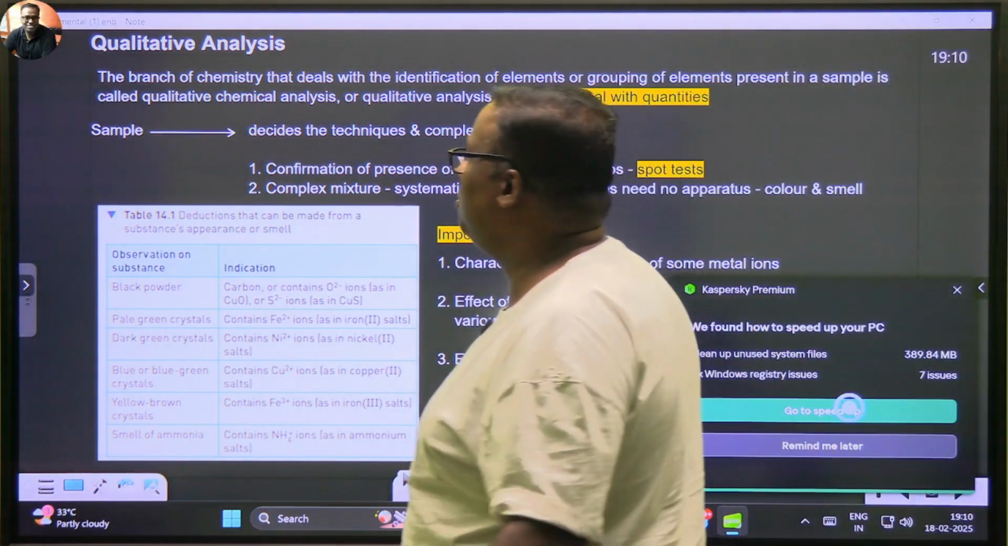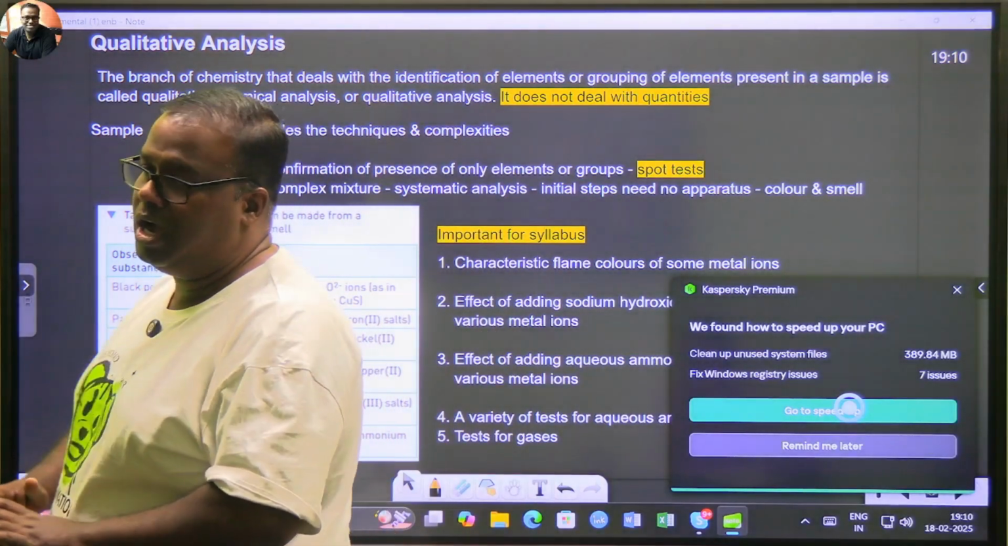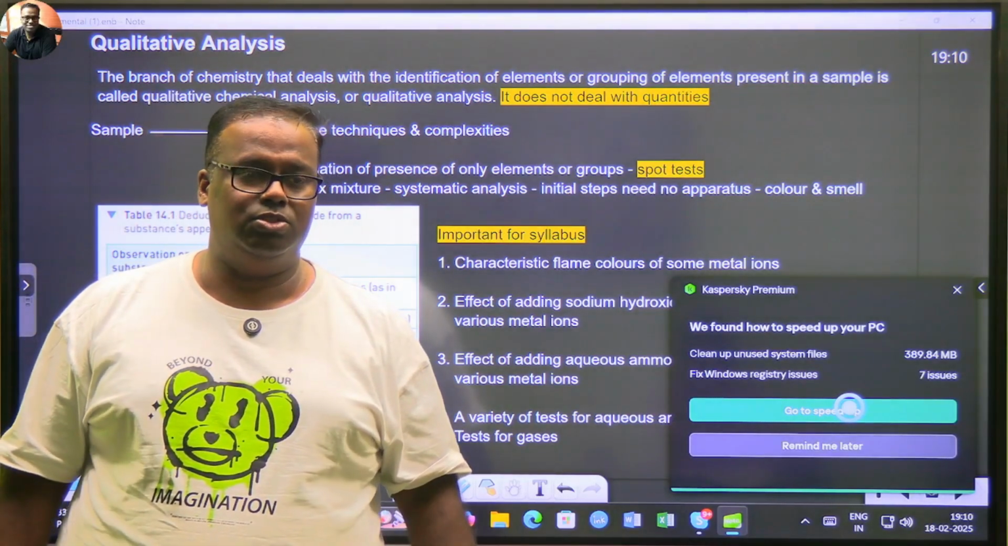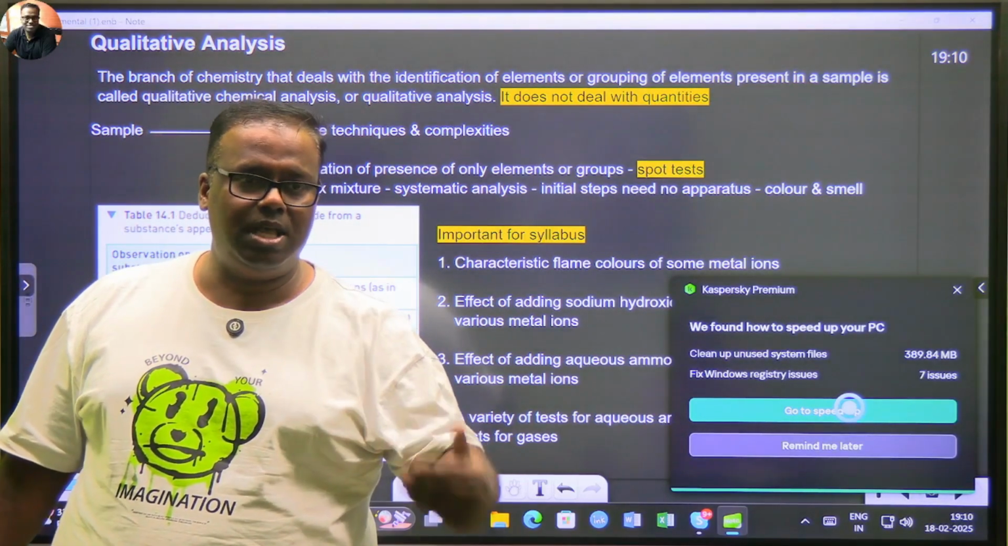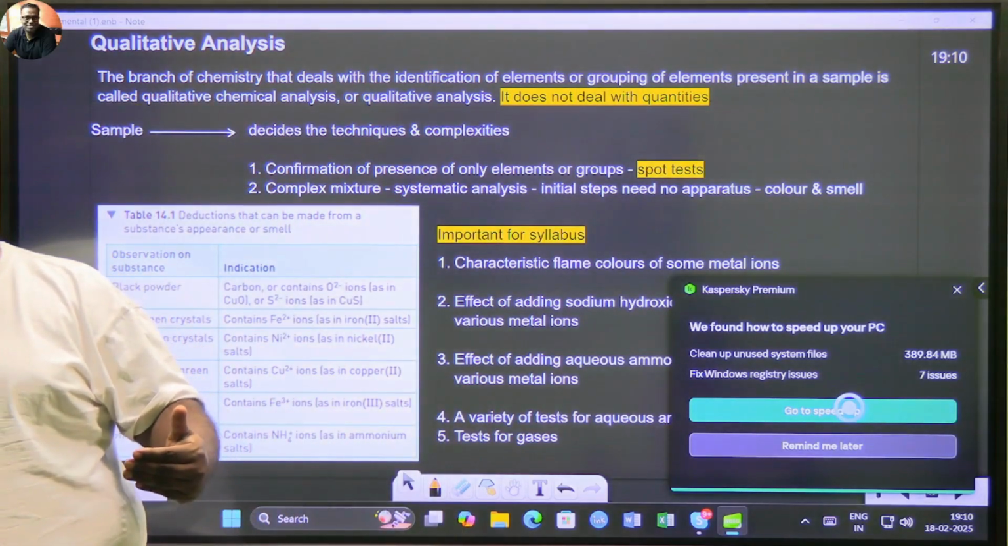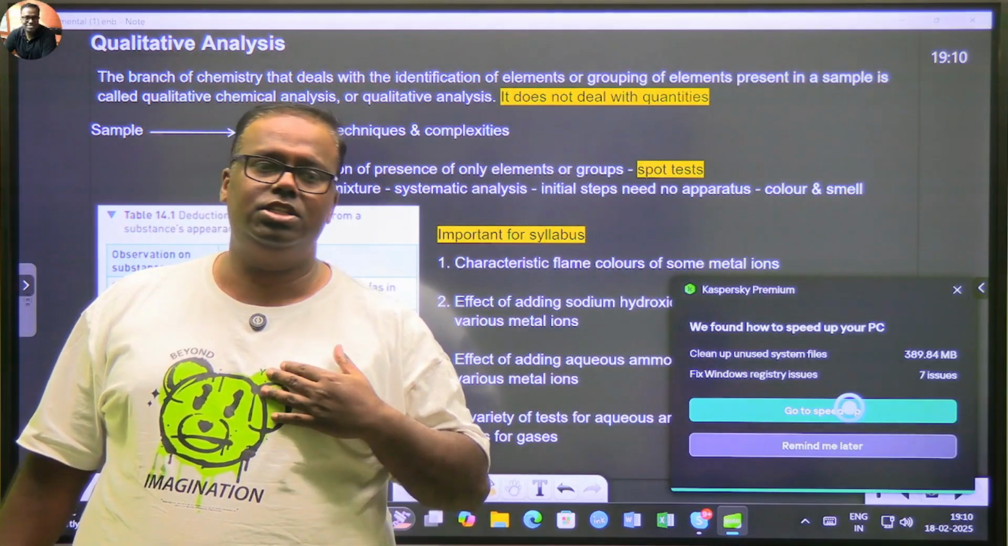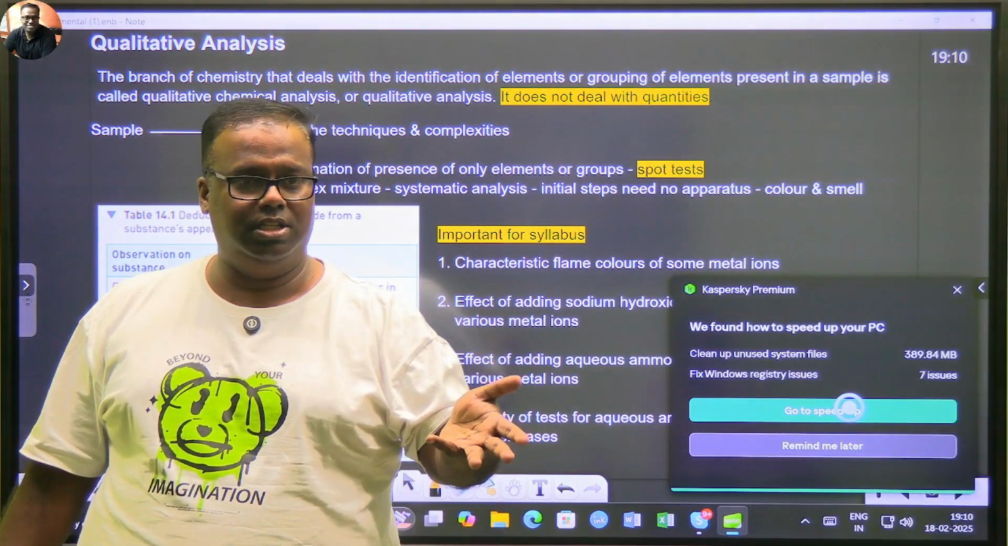So how do we perform this? There is not a fixed rule by which you will be performing this type of analysis. So it all depends upon what is the sample given to you. Now, there might be two ways that we go to check something. A sample is given to me, and my interest is to find out what all things are present in the sample.